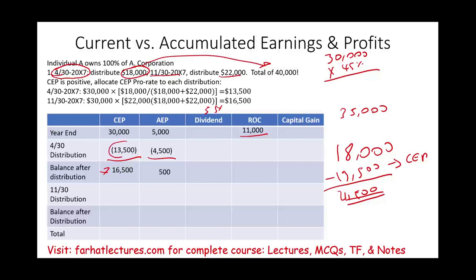And both of those are considered what? Both of them are considered dividend.